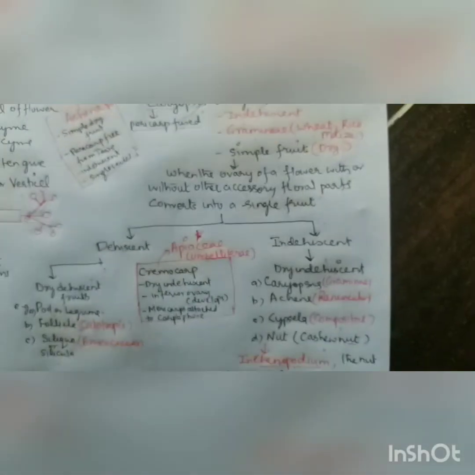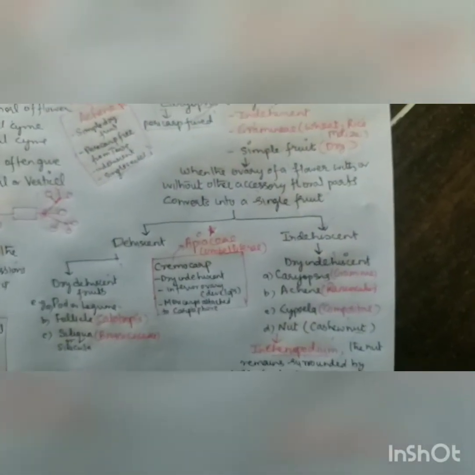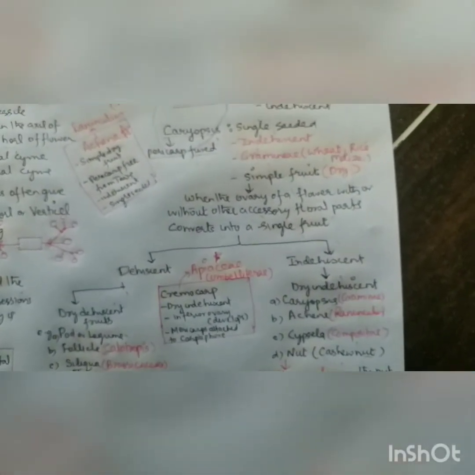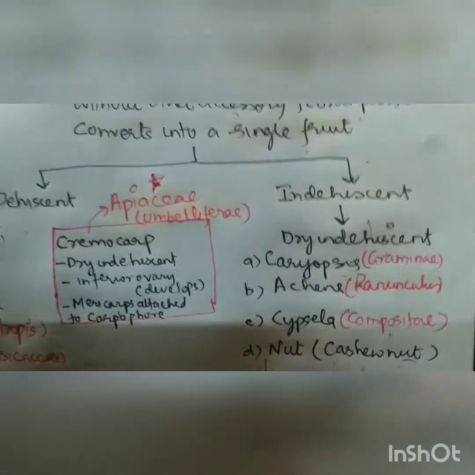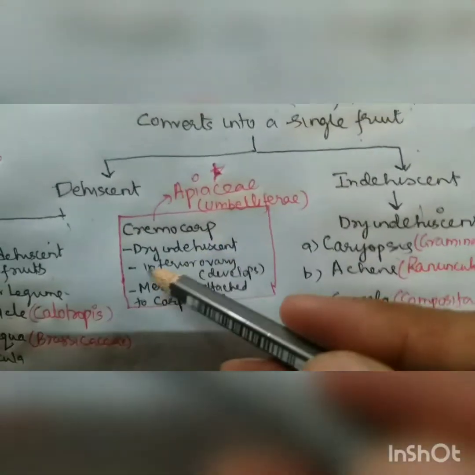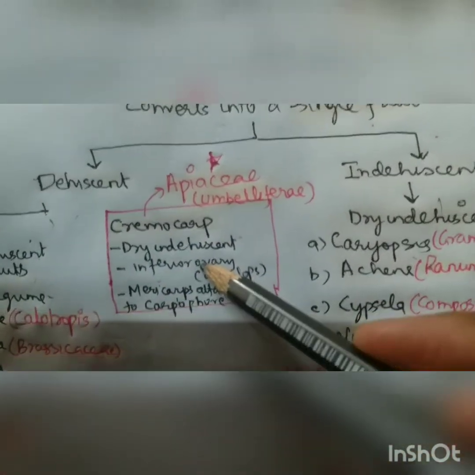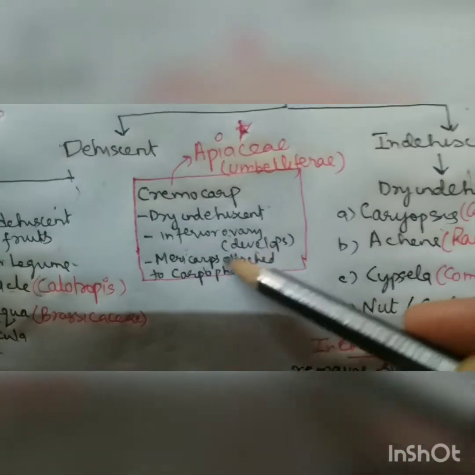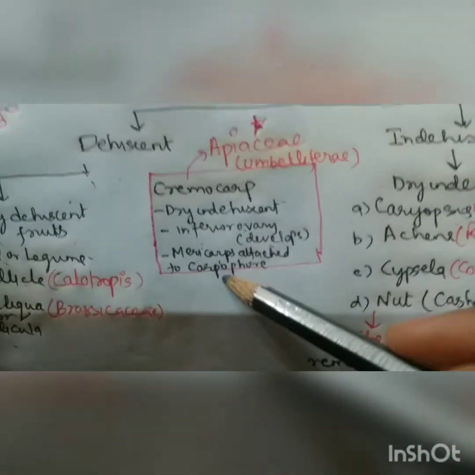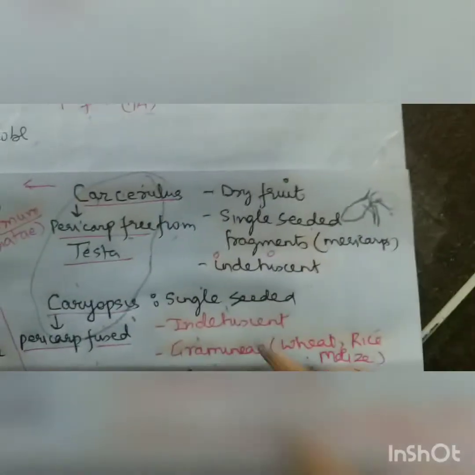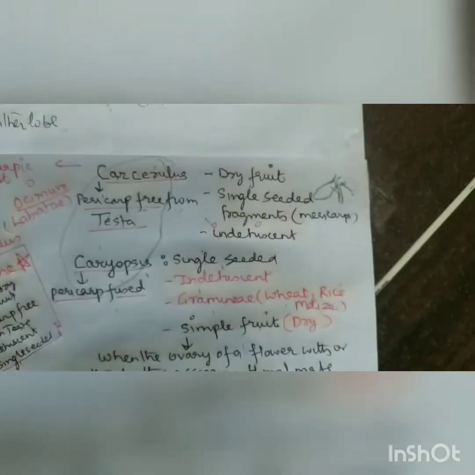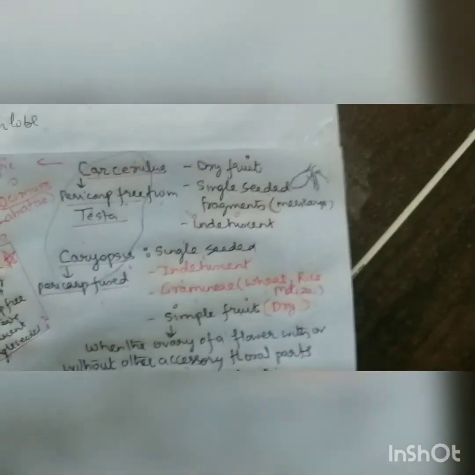To finish up, please do the fruit types, because a lot of questions will come from them. I don't know which one will come. Like cremocarp, which is in APSC or Umbelliferae. It is dry indehiscent and comes from an inferior ovary. This is very important. The mericarps are attached to a structure called the carpophore, right? Mericarps we also have in the carcerulus. So please revise them and try to increase your gray matter so that it is easy to get through the competitive exams.